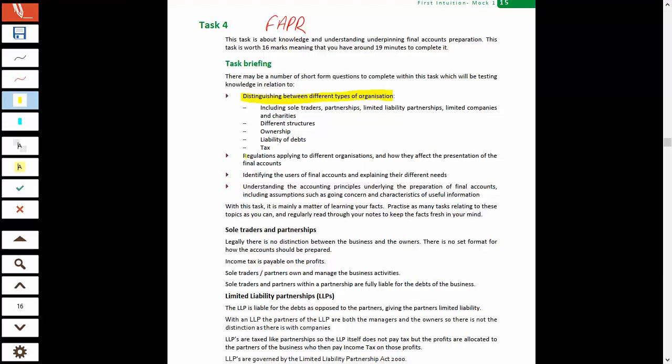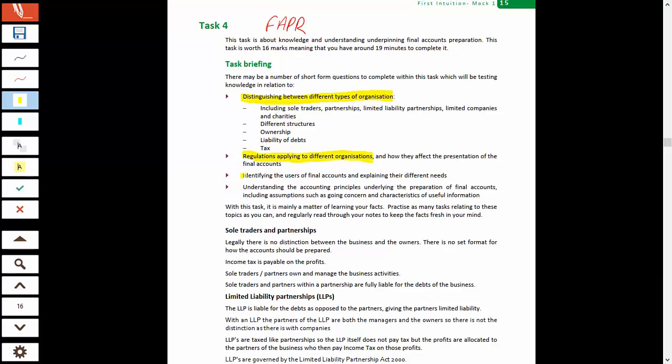We've also got regulations applying to different organizations. Now, this one does come up a lot. Things like the Charities Acts, International Accounting Standards, Partnership Act. You aren't expected to be an absolute wizard, and you're not expected to be able to recite the Partnership Act word for word, but you are expected to have a good understanding of the fundamentals of it.